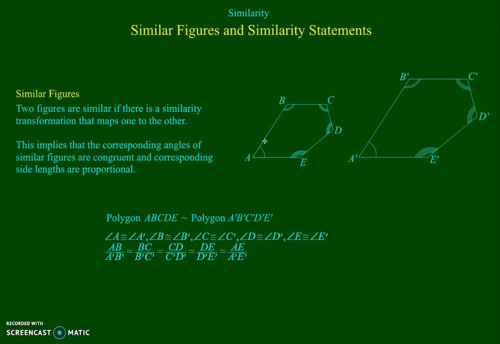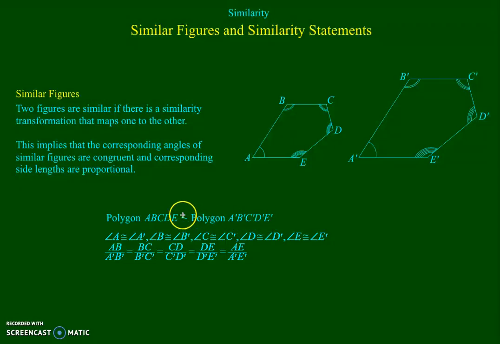We're going to be looking at this in great detail in just a couple of minutes. But I first want to point out that we have two major pieces of information that we're going to need to be able to analyze and solve problems of similar figures. The first one is the similarity statement. Here is a similarity statement. Polygon ABCDE is similar to polygon A prime B prime C prime D prime E prime.